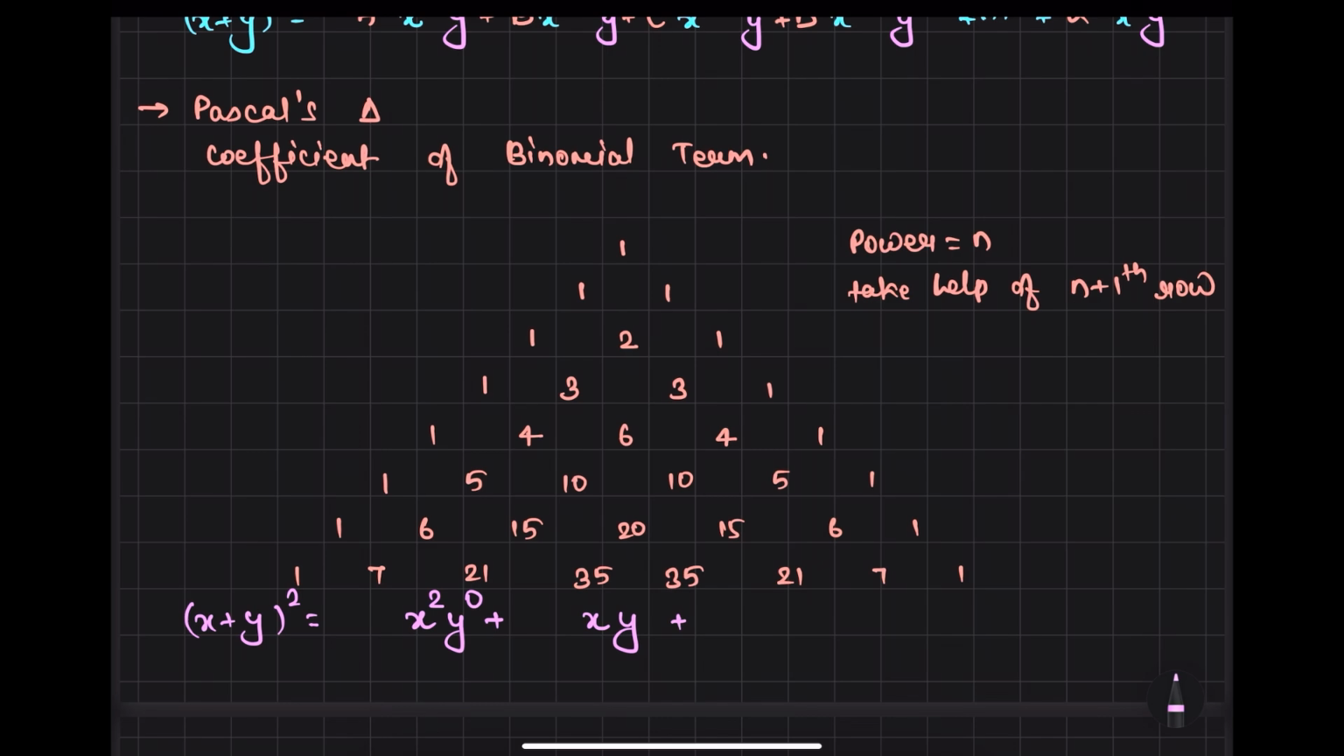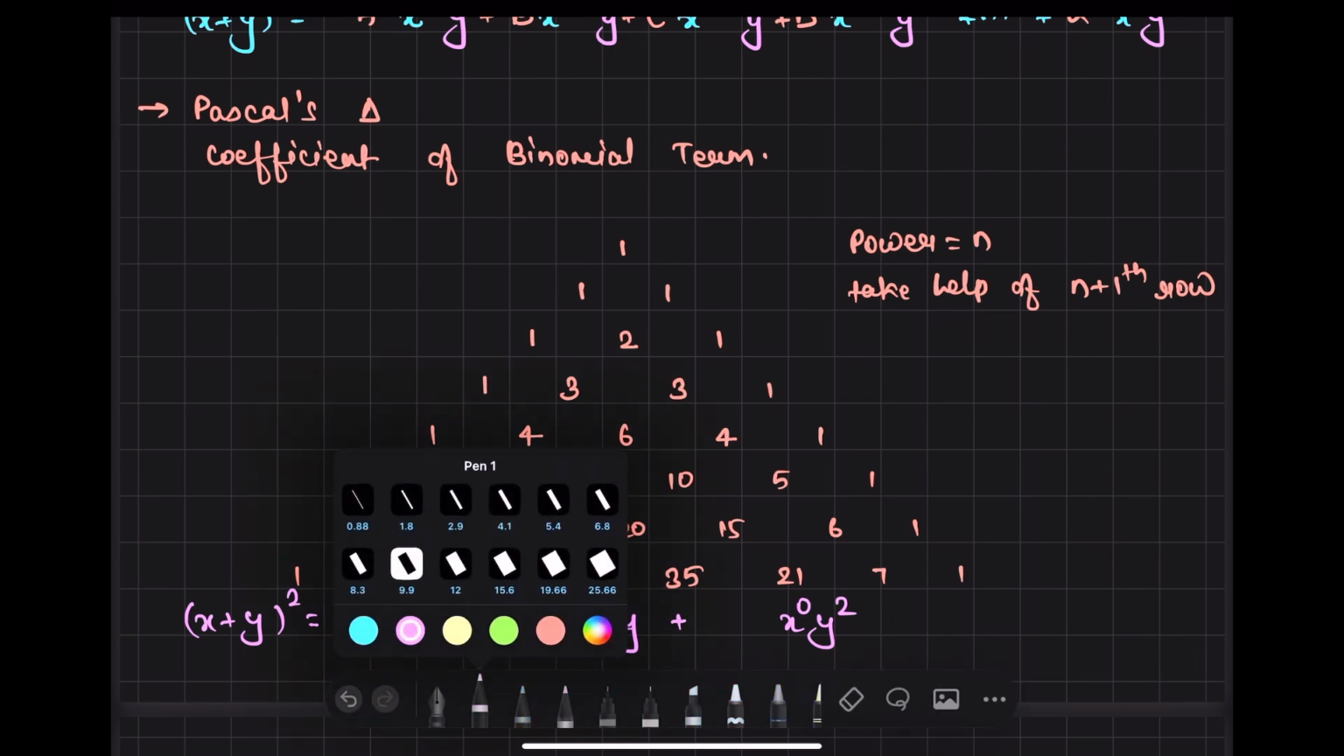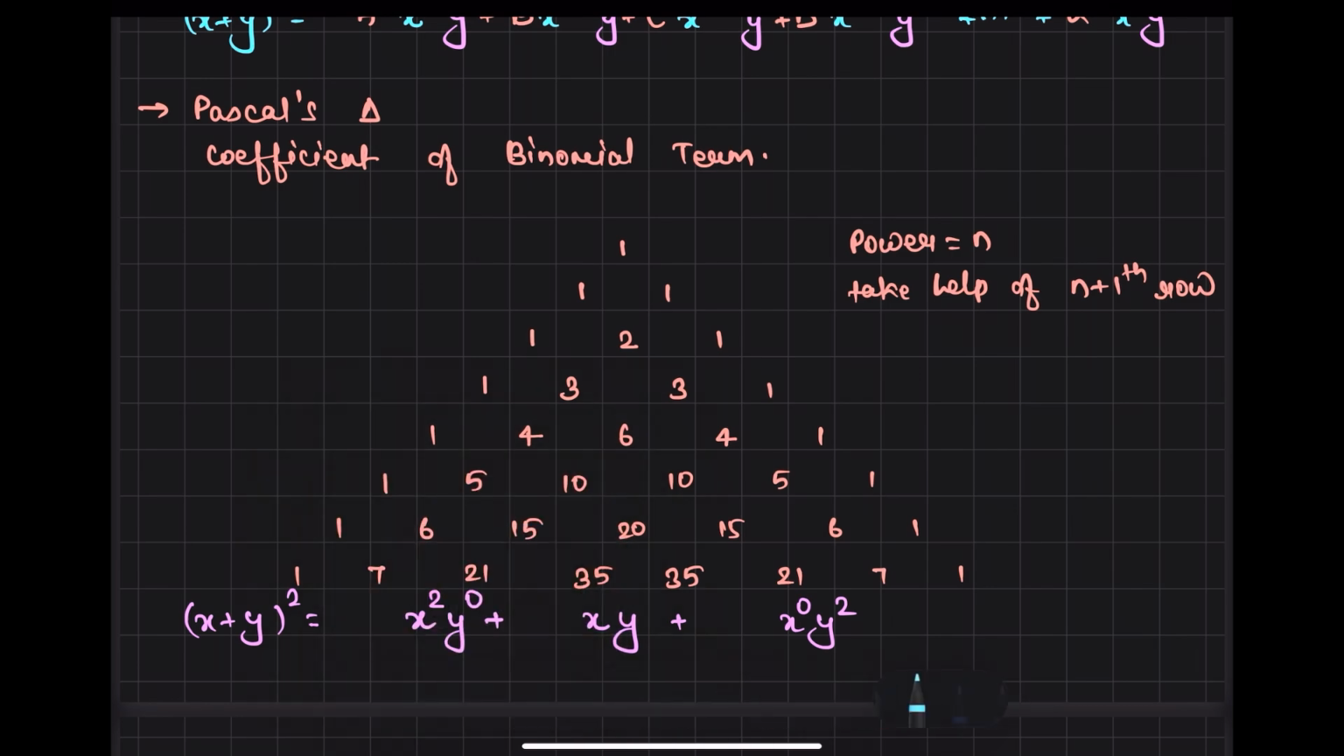Then again you will keep on doing this thing till the time you get the maximum power of y. So we will get x power 0, y power 2. Done. Okay, now it's time to write down the coefficients.